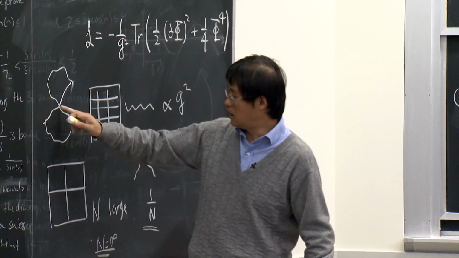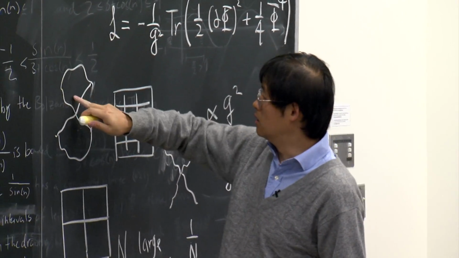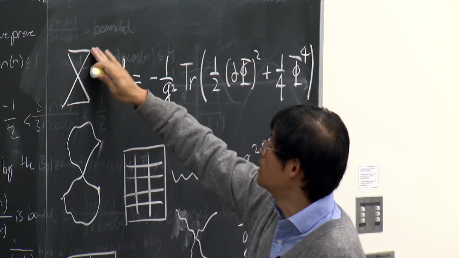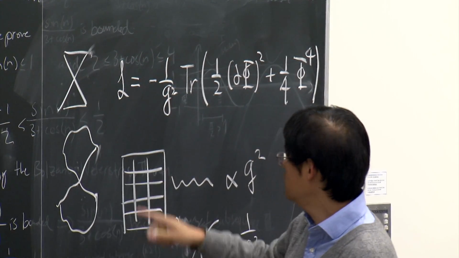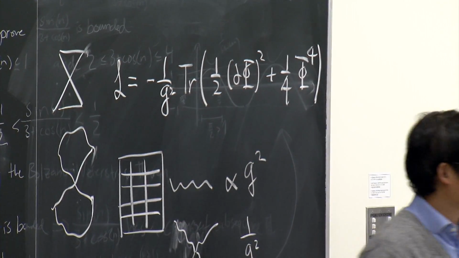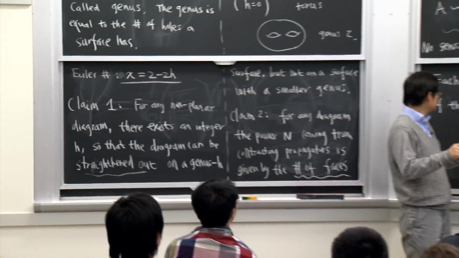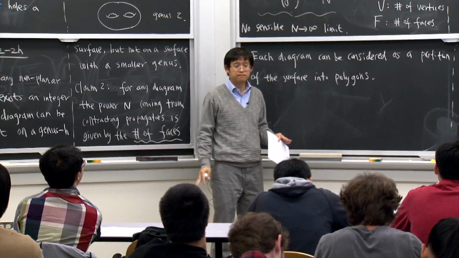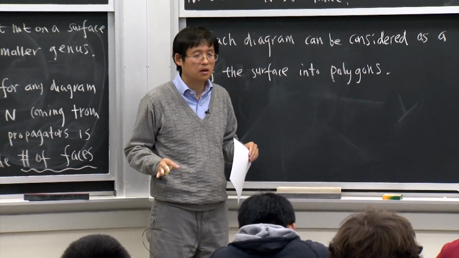I can draw those non-wave lines, just make them straight, and this one topologically I can just draw like this, and then I have one part and the other part. Okay, similarly here. So essentially, each Feynman diagram can be considered as a partition of whatever surface you draw the diagram on. Is this clear to you? So this is a very important point.